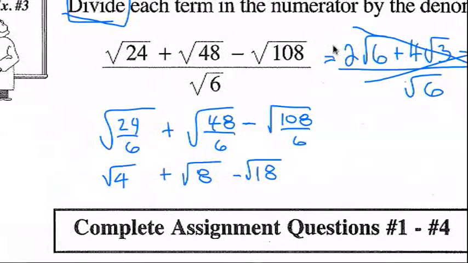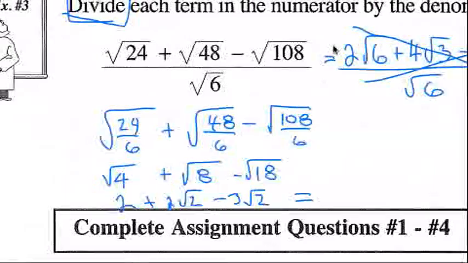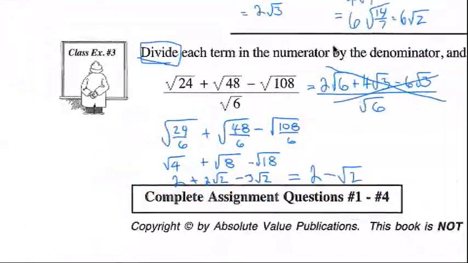Square root of 4 is 2, plus square root of 8 is 2 root 2, which we know, and 18 minus 3 square root 2. The 2 has nothing to combine with, it stands alone. 2 root 2 take away 3 root 2 is negative square root 2. And that would be simplified.